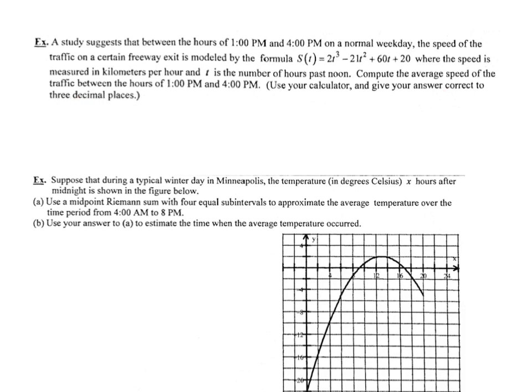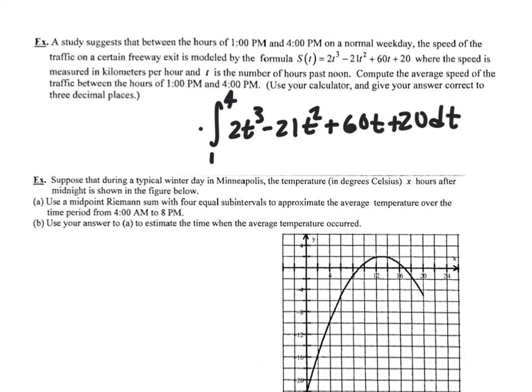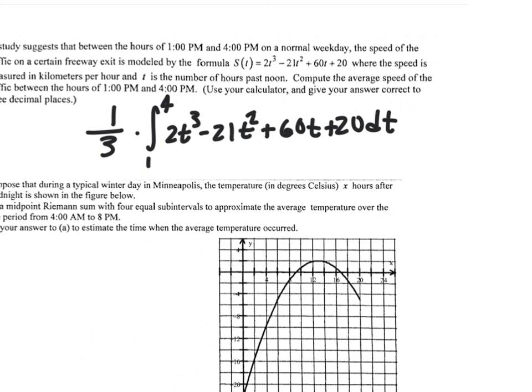So if you wanted to find the average speed, and this is a function for speed, then we would just take the integral from 1 to 4 of 2t cubed minus 21t squared plus 60t plus 20 dt, and we would multiply that by 1 over 4 minus 1, which is going to give us 3. And this is going to give you a value of 65.5. Okay, and this is in kilometers per hour.